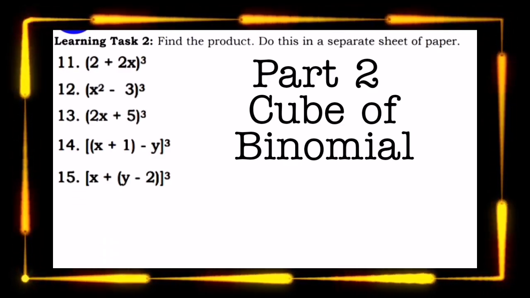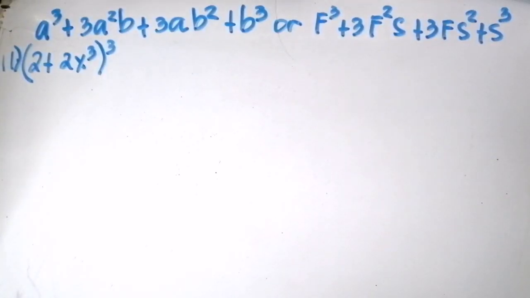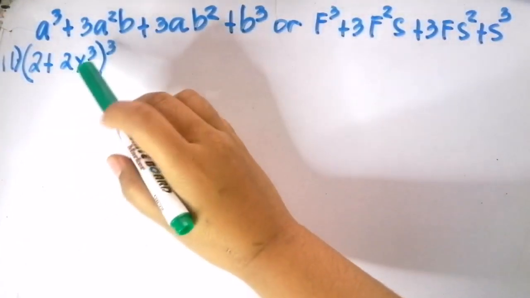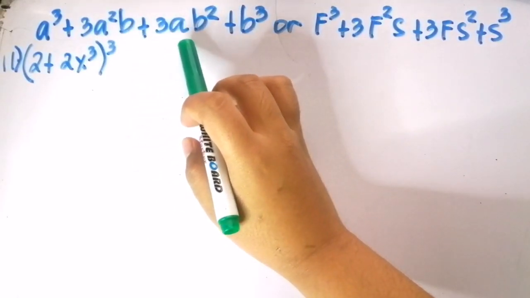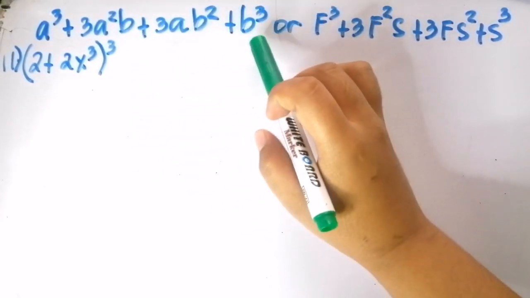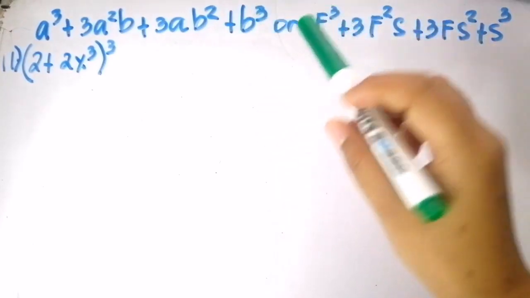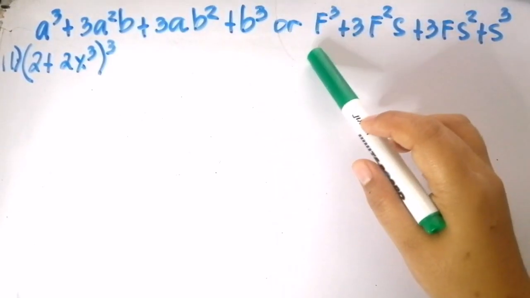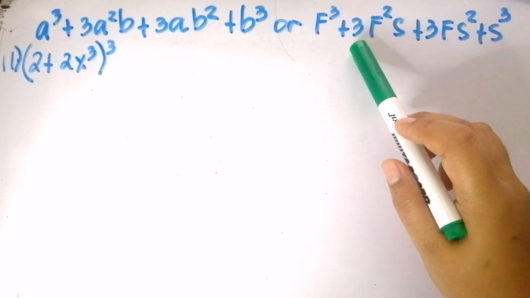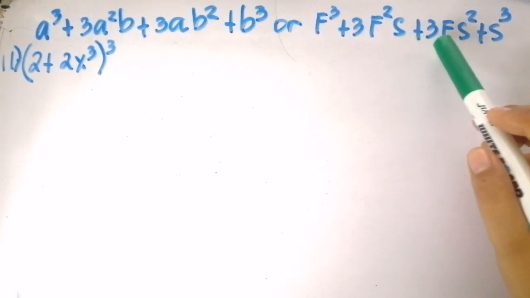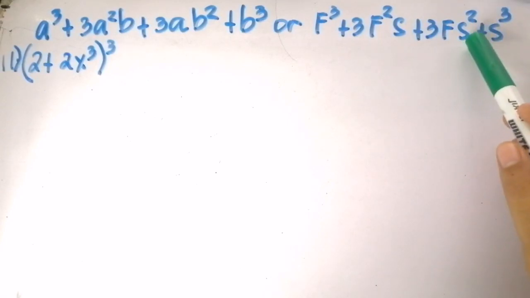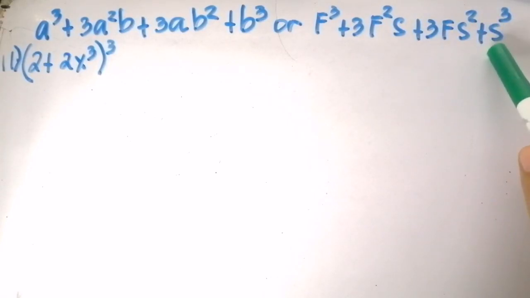Okay? So, let's start! Ang gagamitin nating formula or pattern ay a cubed plus 3a squared b plus 3 times a times b squared plus b cubed. Or, para mas madali nating maintindihan, first cube plus 3 times first squared times second plus 3 times first times second squared plus second cube.